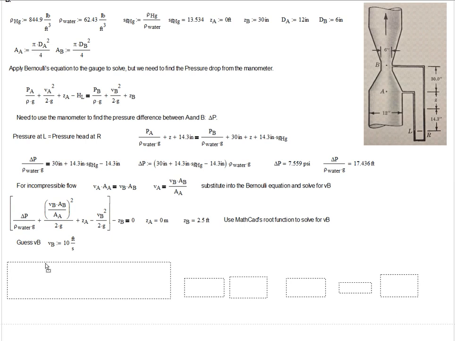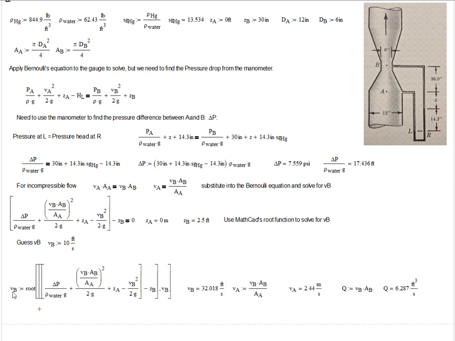And then I use the root function of MathCAD, and the notation of this you can look up, but what you do is you rearrange the equation into f of x is equal to 0, and then you use this root function. After guessing, you use the root function and tell it to solve for V sub B. And when I do that, I get V sub B is equal to 32.018 feet per second.